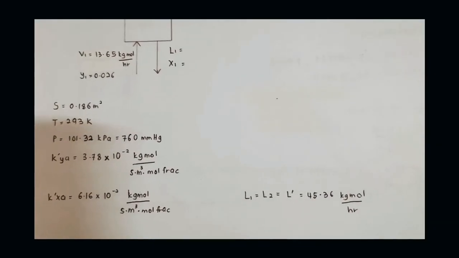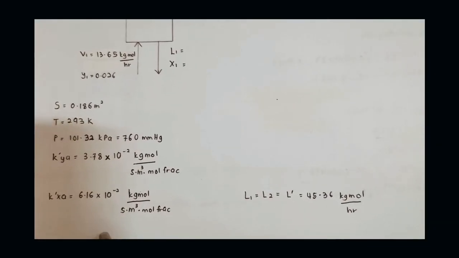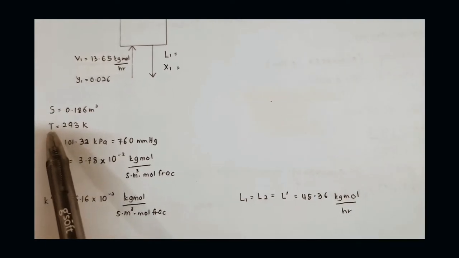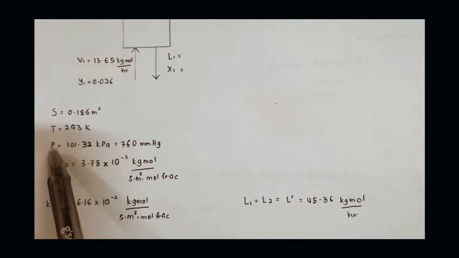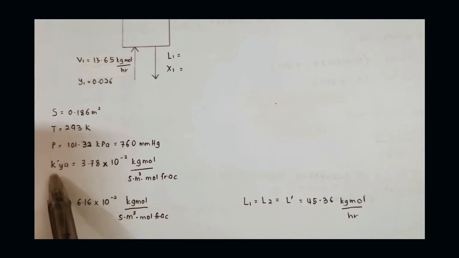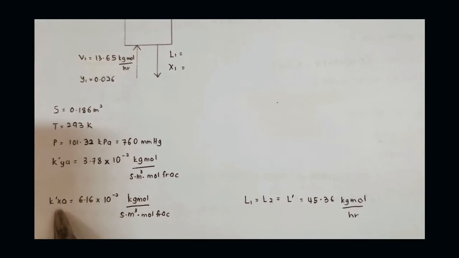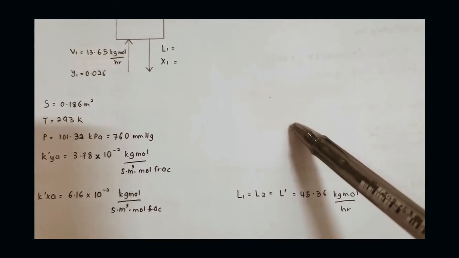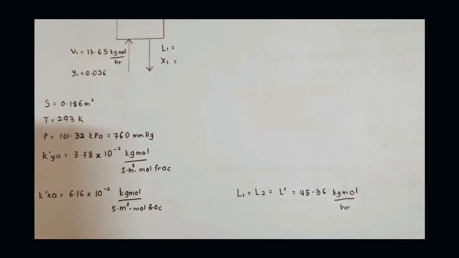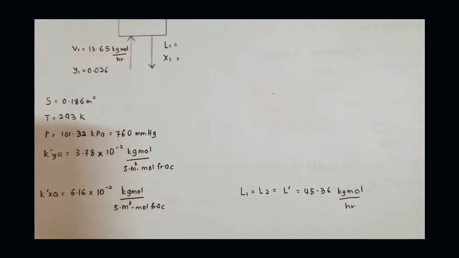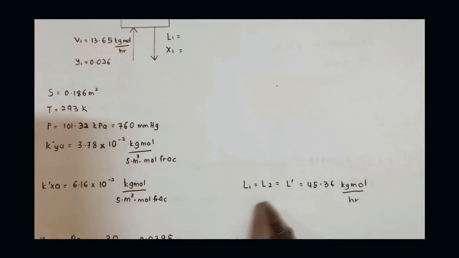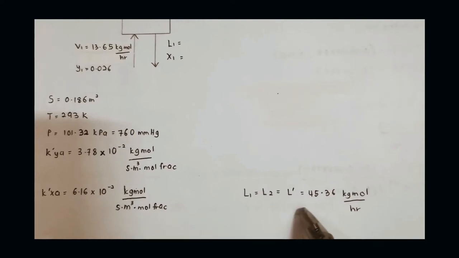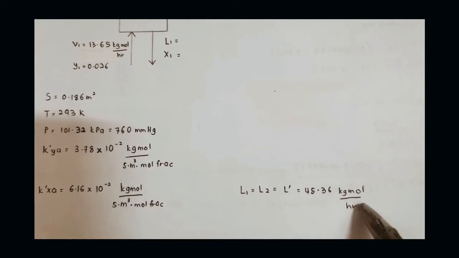Okay, so this is the information given from the question, that is the cross-sectional area, temperature, pressure, K'(YA), K'(XA), and this system operates in dilute solution. So liquid inlet equals liquid outlet. So L1 equals L2 equals L prime equals 45.36 kg mol per hour.